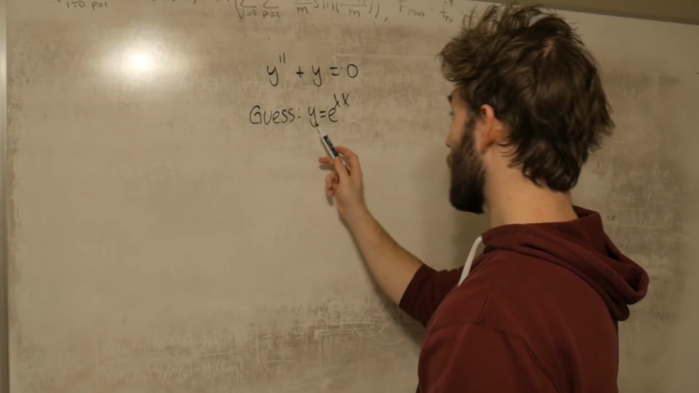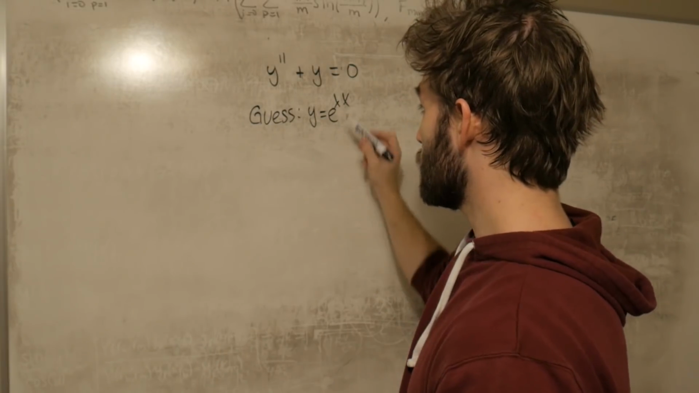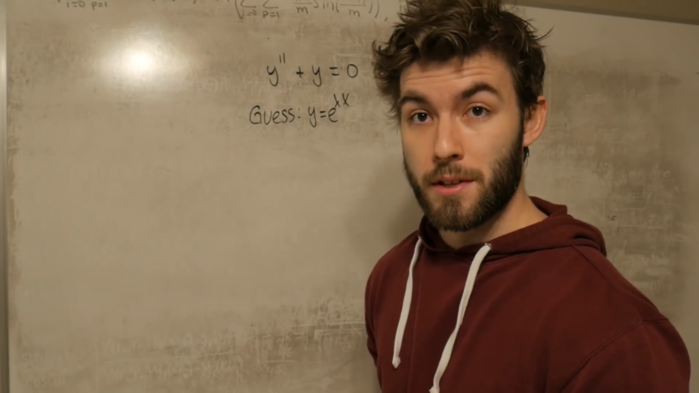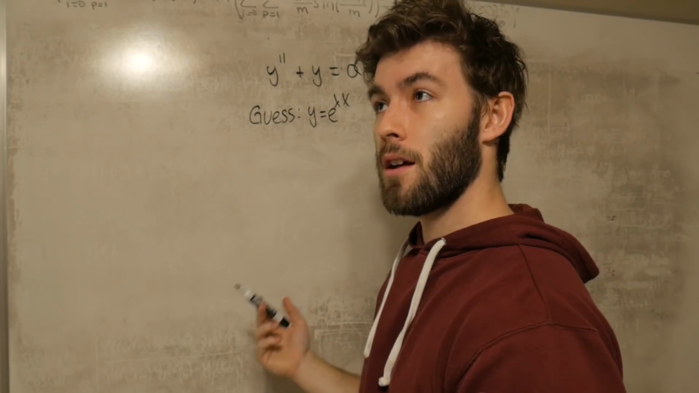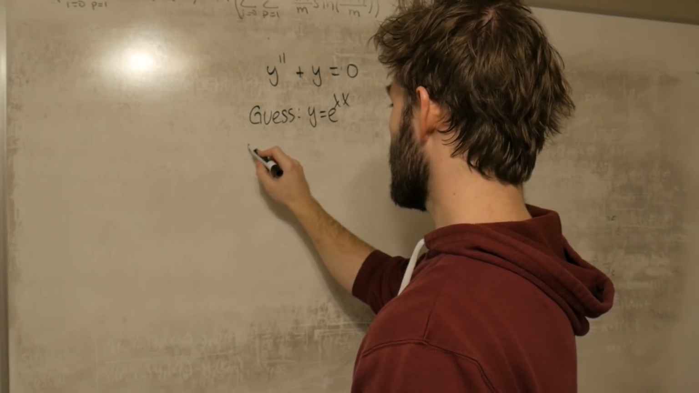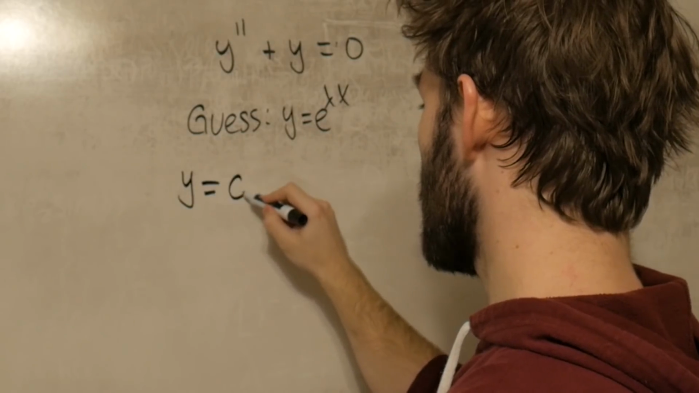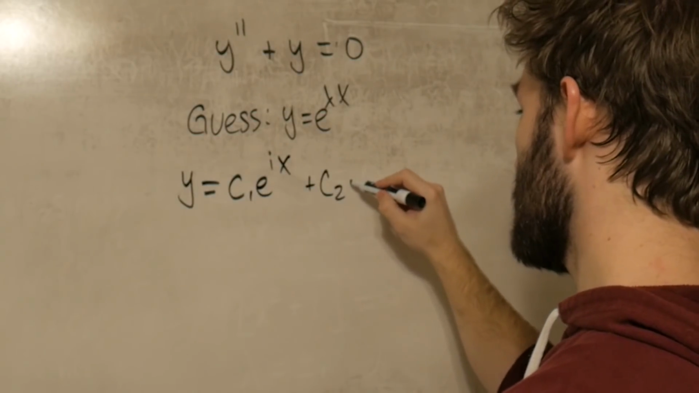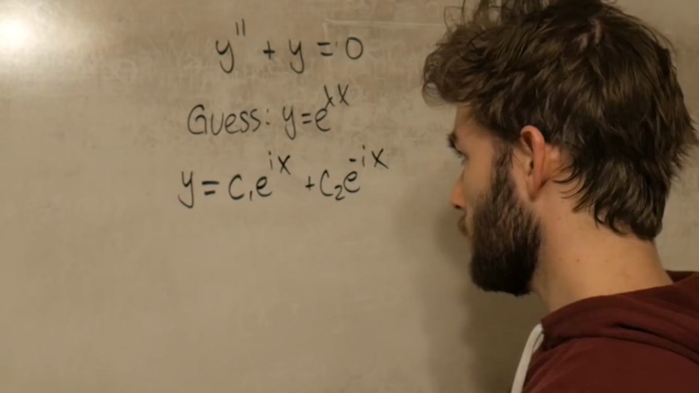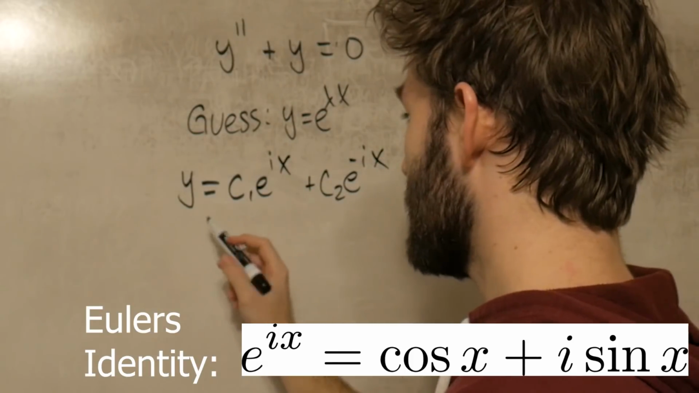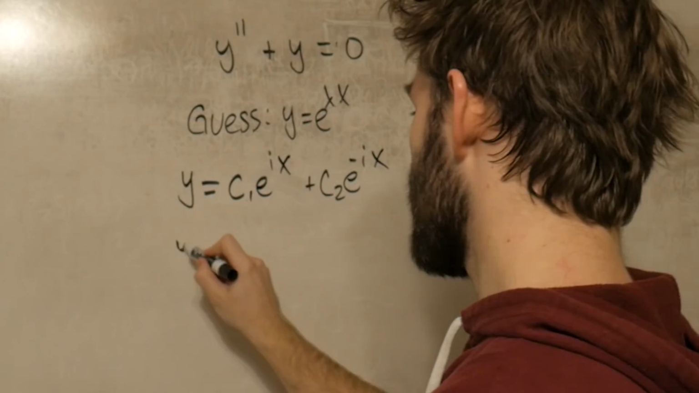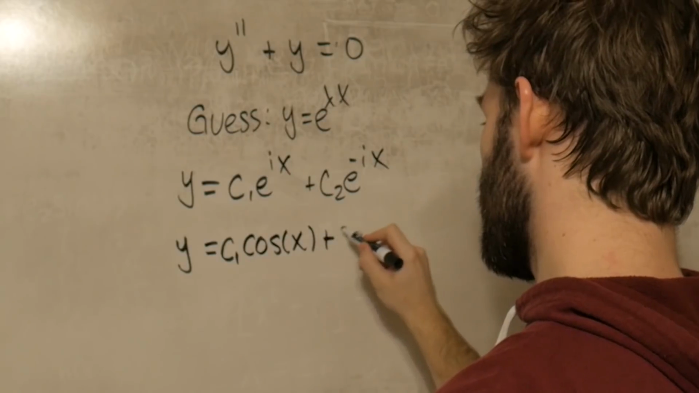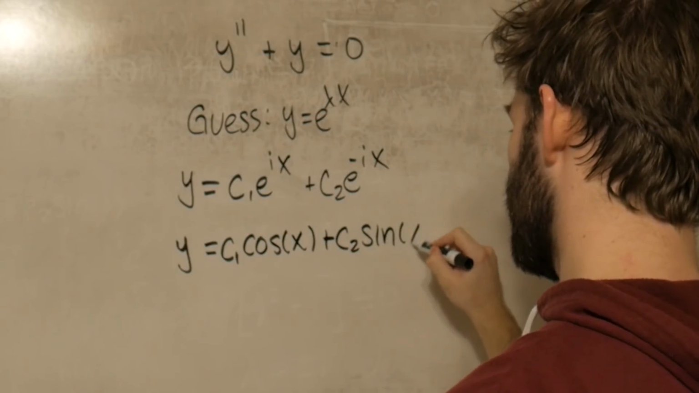And our guess was just that y was equal to e to the lambda x. Since we got two values of lambda, two eigenvalues for lambda, our solution is actually going to be a superposition of both until we plug in some kind of boundary condition. So this tells us that y is equal to some constant, c1 e to the ix, plus some other constant, c2 e to the minus ix. Using Euler's identity, we can write this in a more meaningful form, where we can say that this is equal to c1 cosine of x plus c2 sine of x.